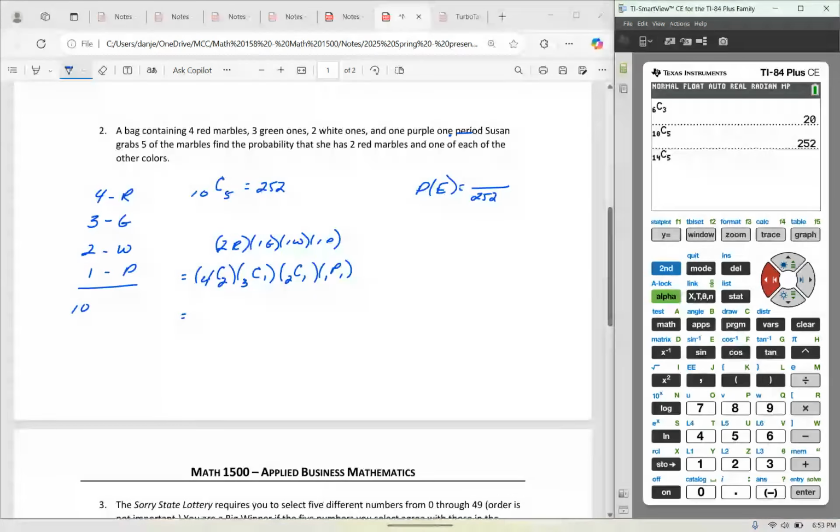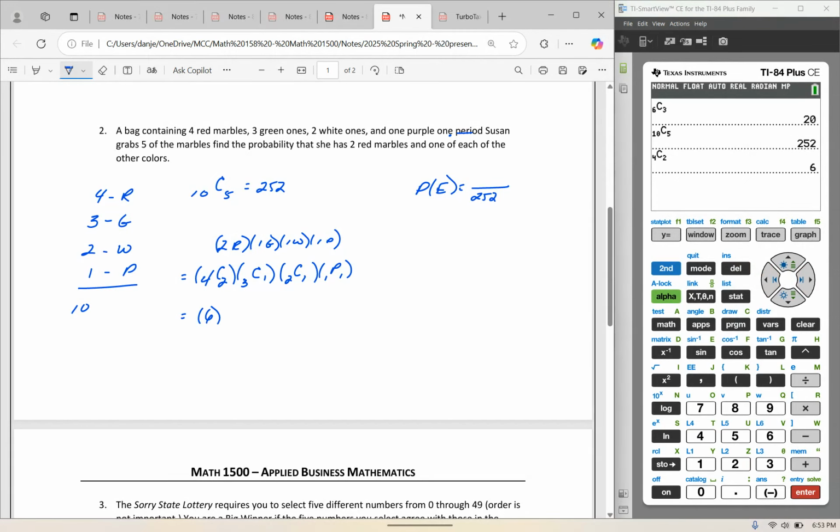4 choose 2 is 6. 3 choose 1 is 3 factorial over 2 factorial, 1 factorial, so that's just going to be 3. 2 choose 1 is 2. 1 choose 1 is 1. And when I multiply 6 times 3 times 2 times 1, I have 36. So the probability is 36 over 252.